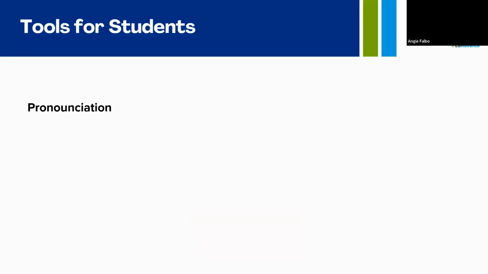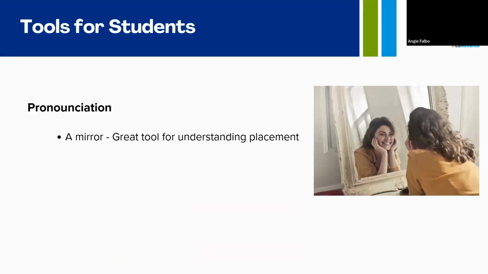Now, some tools for the students when it comes to pronunciation. I always say that a mirror is a great tool to use because it helps understand the placement of the tongue, the mouth, everything. So it might seem a little silly. It might seem like no one wants to see themselves doing that, but it actually is quite beneficial. They're able to see where they're putting their tongue.